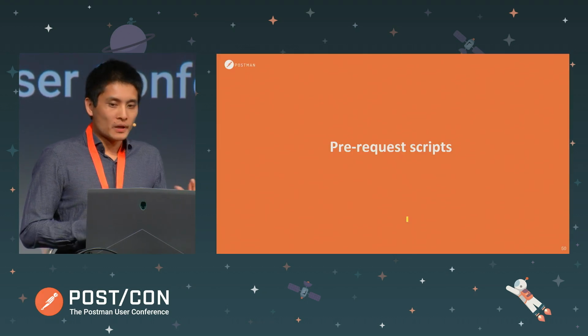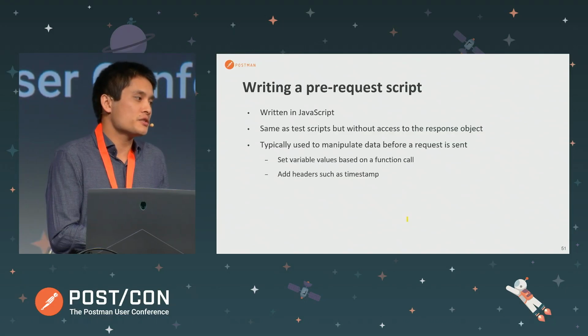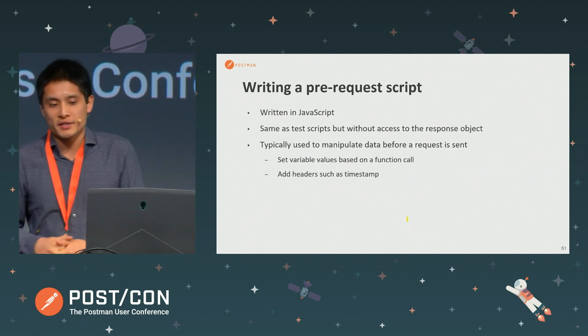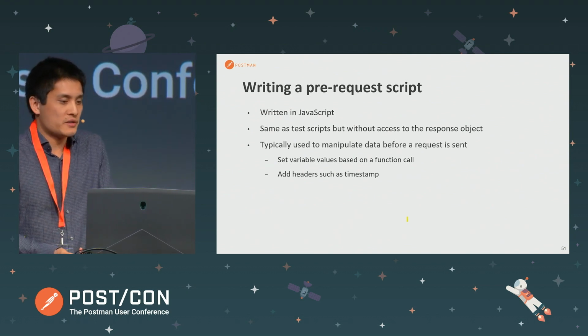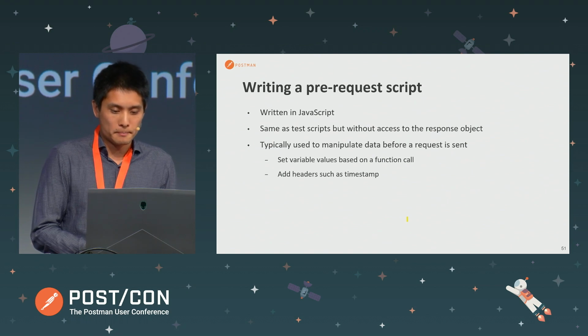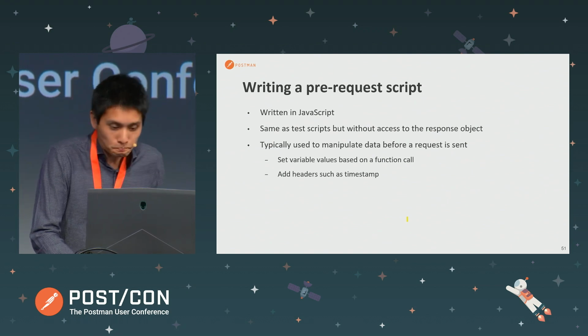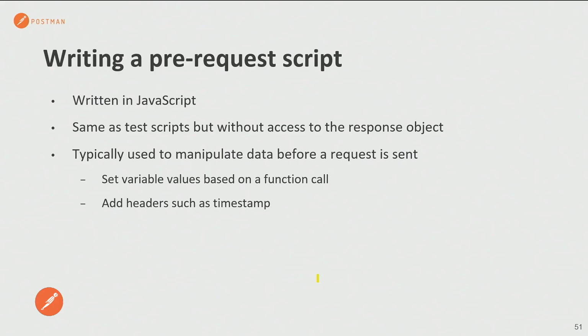So let's look at an example of a pre-request script. Let's write a pre-request script. They're very similar to test scripts. They are written in JavaScript, basically the same as test scripts. The only difference is in pre-request scripts, you do not have access to the response object because obviously there is no response. We haven't sent the request yet. A typical use case for pre-request scripts is to manipulate data before we send it, like setting some variable values as part of a function call, or adding some headers, like a timestamp header, for example.